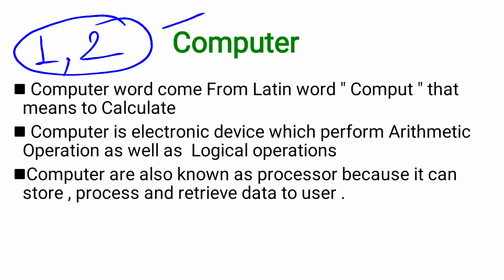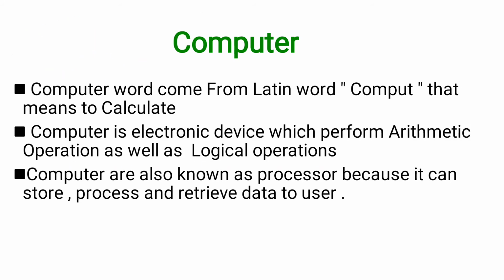Now next, the second definition: a computer is an electronic device which performs arithmetical operations as well as logical operations. So arithmetical operations and logical operations are there. First of all, arithmetical operations are the operations which are performed only on numerical values, always including numerical values and performing tasks related to mathematical situations.